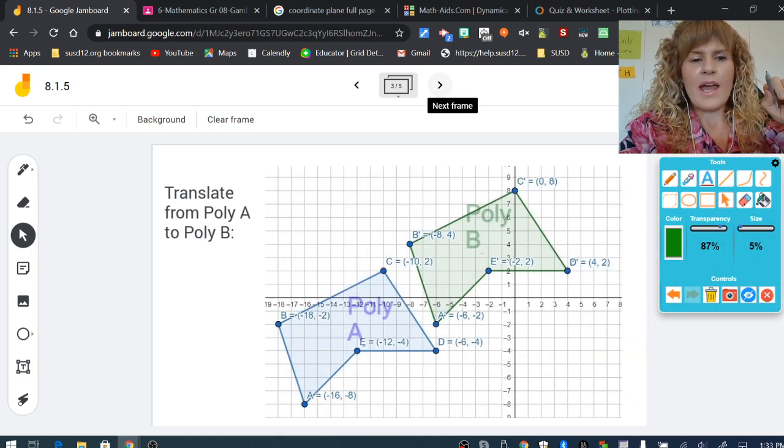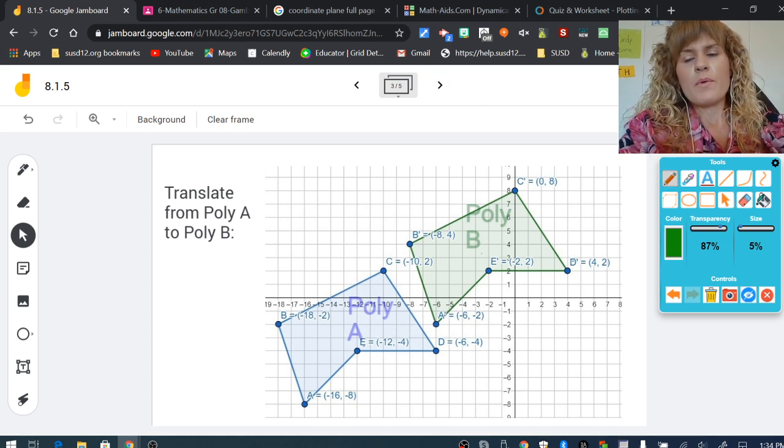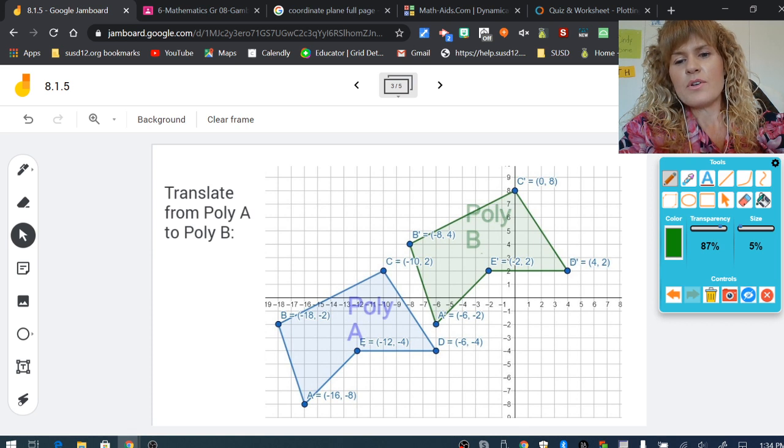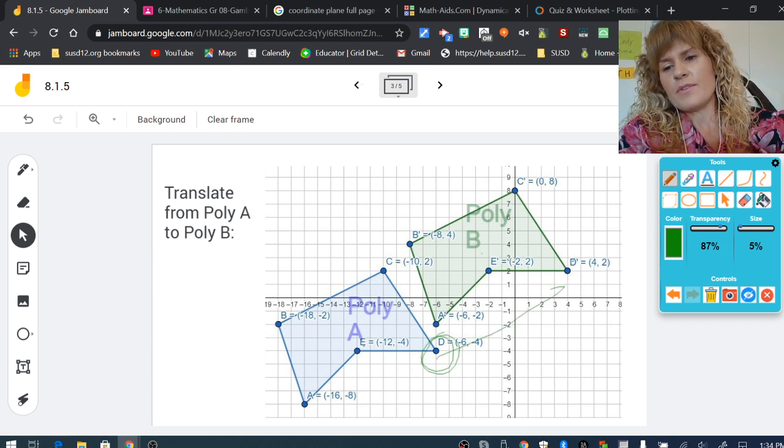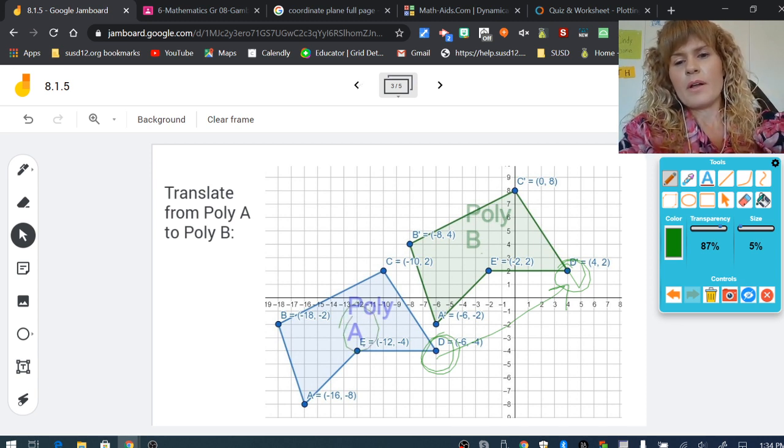How do you translate from polygon A to polygon B? Well, there's many ways you could do this. But remember that for a translation, you need 2 points. One of the points tells you your starting point, and the other point tells you your finishing point. So choose 2 points that are corresponding on polygon A and polygon B.